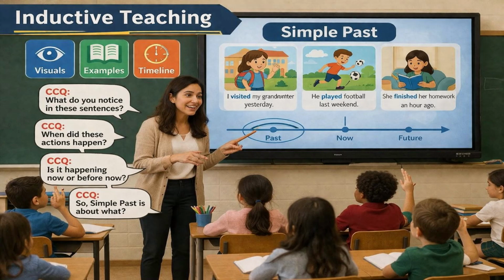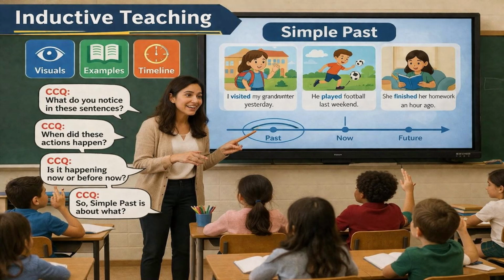On the other hand, inductive teaching actively involves students in learning. Instead of giving the rule, the teacher presents examples, visuals, and a clear context. Then, the teacher asks guiding questions, using CCQs to help students think and discover the rule by themselves. When students are involved in thinking, answering questions, and analyzing examples, their understanding becomes deeper, and their mastery of the skill becomes stronger. Using tools like visuals, timelines, and real-life examples also helps students understand the meaning clearly.